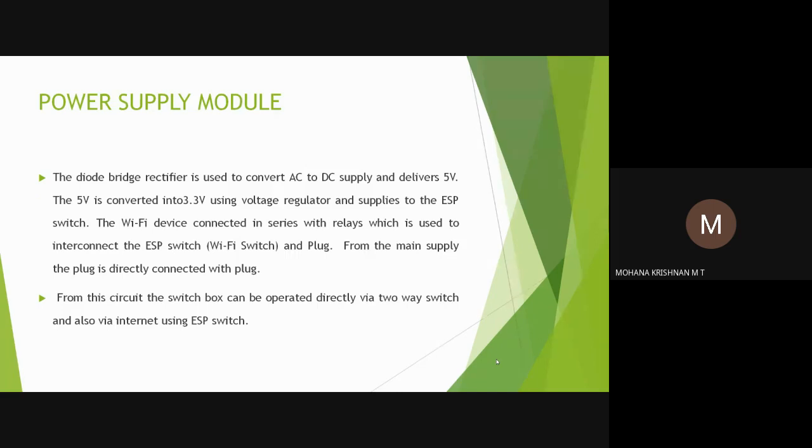Power supply module. The diode bridge rectifier is used to convert AC to DC supply and delivers 5 volt. The 5 volt is converted into 3.3 volt using a voltage regulator and supplied to the ESP switch. From the circuit, the switch box can be operated directly via a two-way switch and also via the internet using the ESP switch.